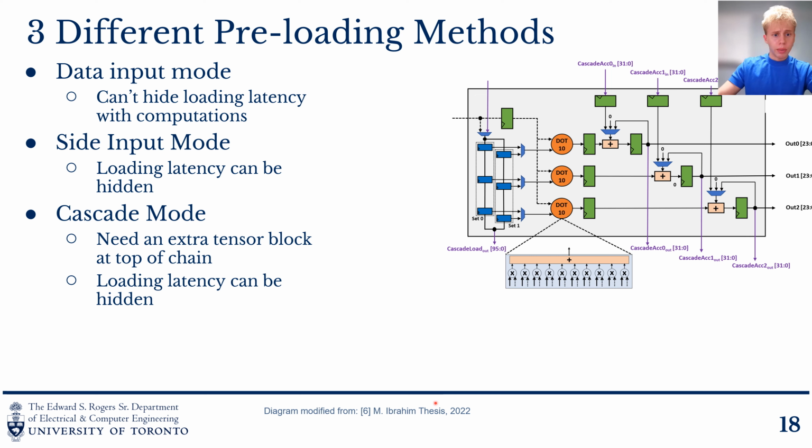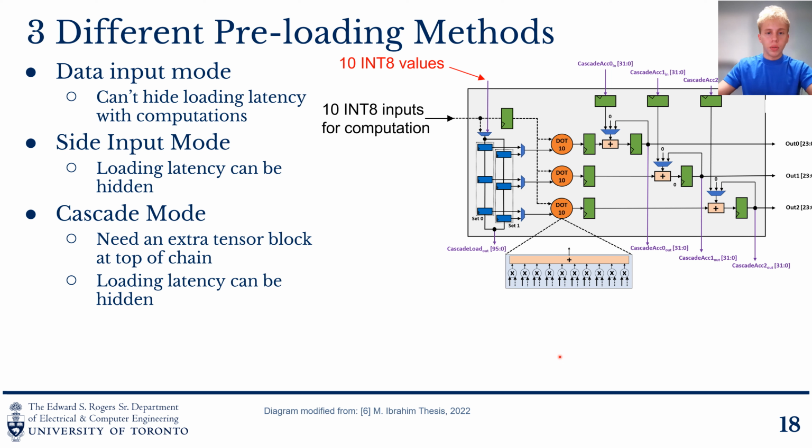The last type of preloading method is cascade mode. In cascade mode, we need an extra type of tensor block at the top of the chain. This is essentially just a tensor block configured to use data input mode, which won't be used for computations. But the rest of the tensor blocks in the chain will use cascade mode. For cascade mode, we load values 10 at a time over 3 cycles. So it'll take 3 cycles times the number of tensor blocks in your chain. And you're sending these down a dedicated cascade wire down the tensor block chain. And so you can hide the loading latency here as well.